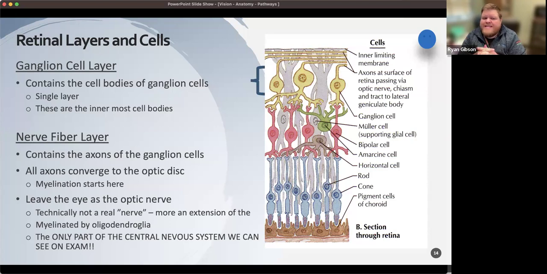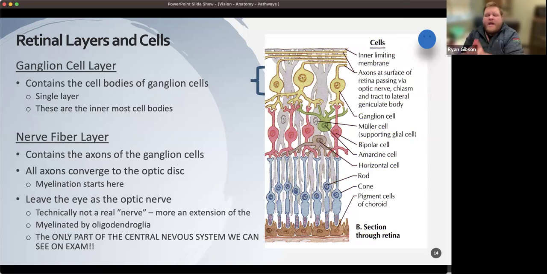Now, here's a dirty little secret for you. The optic nerve is not a real nerve, all right? And this is by definition of how it's constructed. So even though we call it the optic nerve, it is technically an extension of the central nervous system. How do we know that? It's because its myelination comes from a cell called the oligodendroglia. And this oligodendroglia helps provide myelination to all central nervous structures.